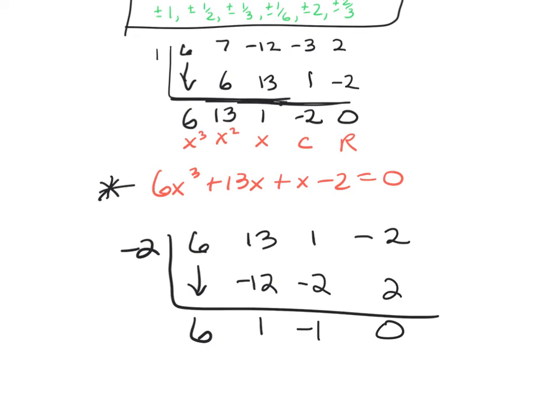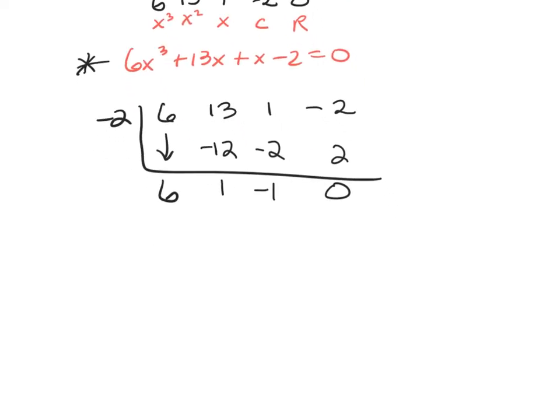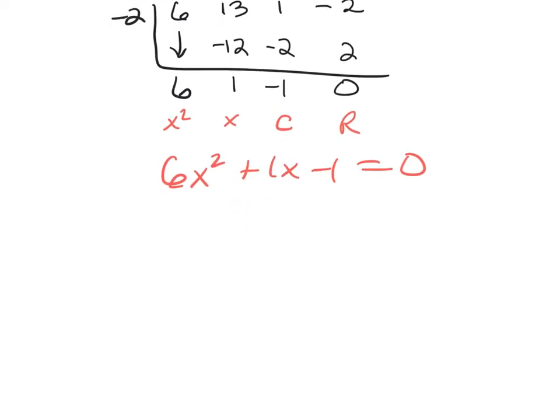I've just found 2 of my zeros. However, I still have 2 more, and I can find them by now using my quadratic formula, completing the square, or factoring. Remainder, constant, x squared. So 6x squared plus 1x minus 1. Luckily enough for us, this can be factored. Let's go right to the factored form. Factors of 6 and factors of negative 1.